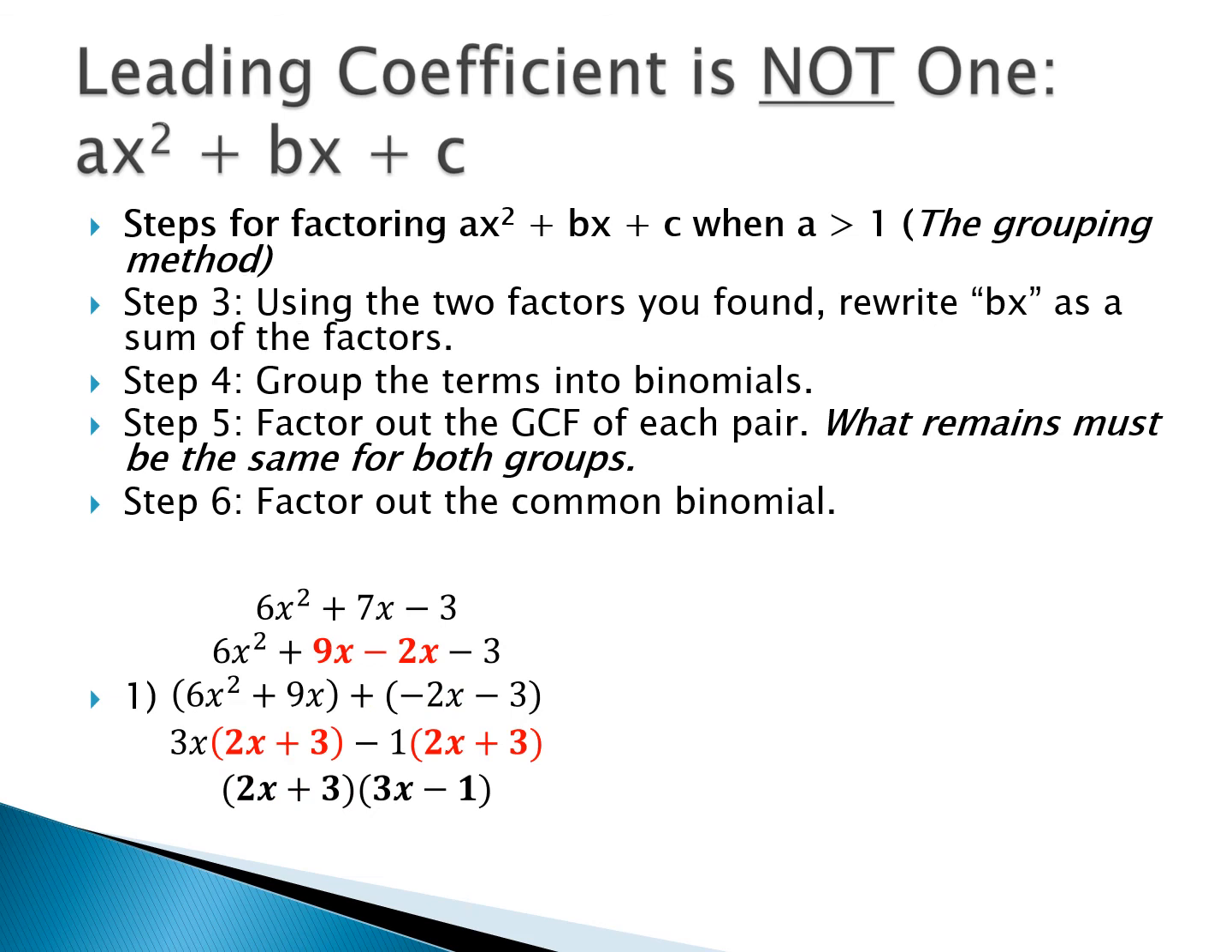And then we're going to factor out the common binomial here. And what you'll notice there is that it ended up being 2x plus 3, kind of goes back to that dollar sign. If I had 3x dollar sign minus 1 dollar sign, I'd factor out the dollar sign. Well, what I have here is 2x plus 3 in kind of the place of that dollar sign. And so I ended up with 2x plus 3 times 3x minus 1.